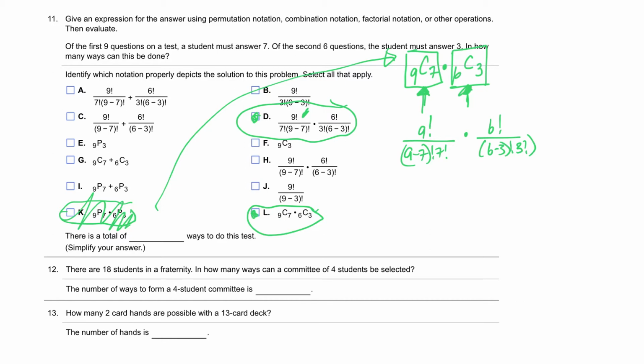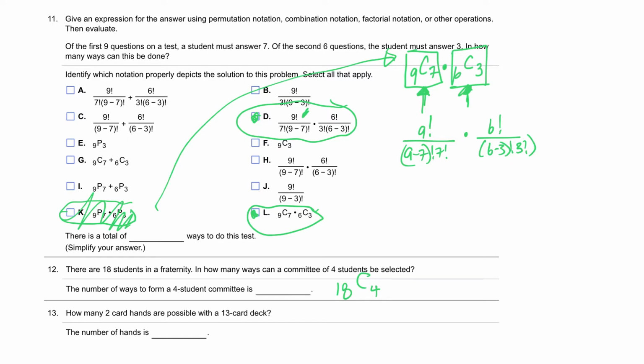Okay, question 12. 18 students in a fraternity, in how many ways can a committee of 4 students be selected? Oh, there's 18 people, and from them I want to choose 4. Does it matter what order they come in? No, it's 18 choose 4. Do that on your calculator.